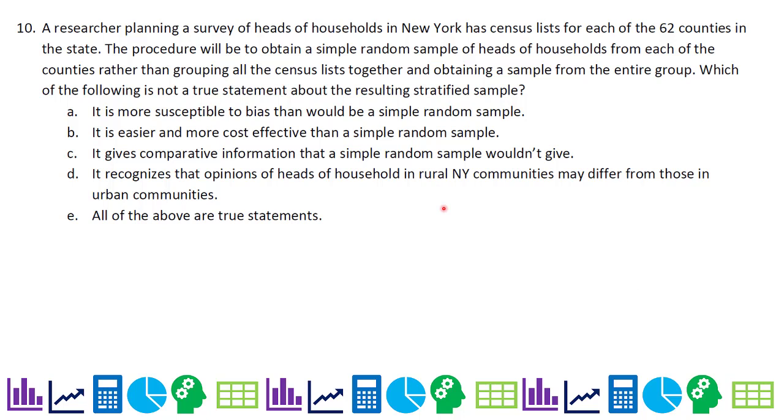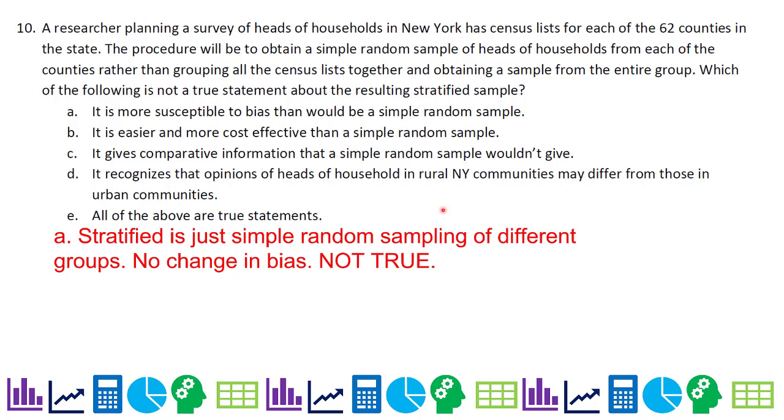Number 10, a researcher planning a survey of heads of household in New York City has census lists for each of the 62 counties in the state. The procedure will be to obtain a simple random sample of heads of households from each of the counties, rather than grouping all the census lists together and obtaining a sample from the entire group. Which of the following is not a true statement about the resulting stratified sample? So A, it says it is more susceptible to bias. Well, stratified is just simple random sampling of different groups, so there's no change in bias. This one is not true.